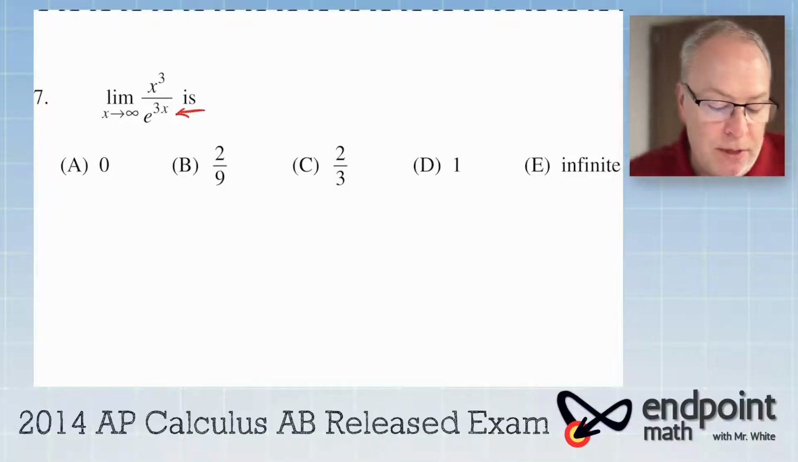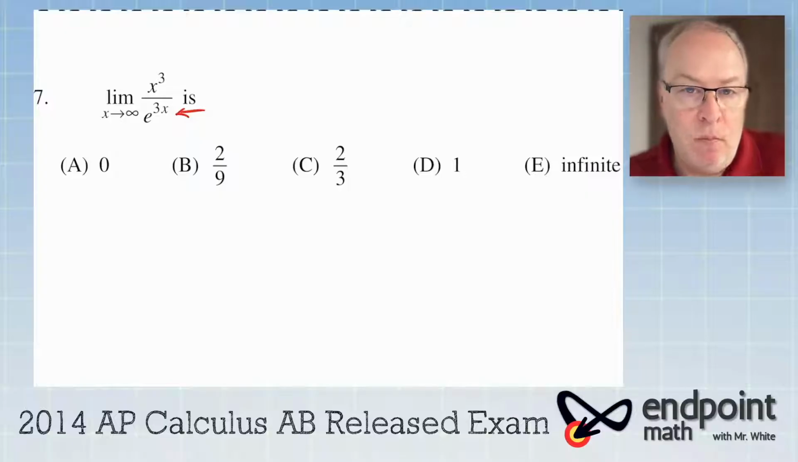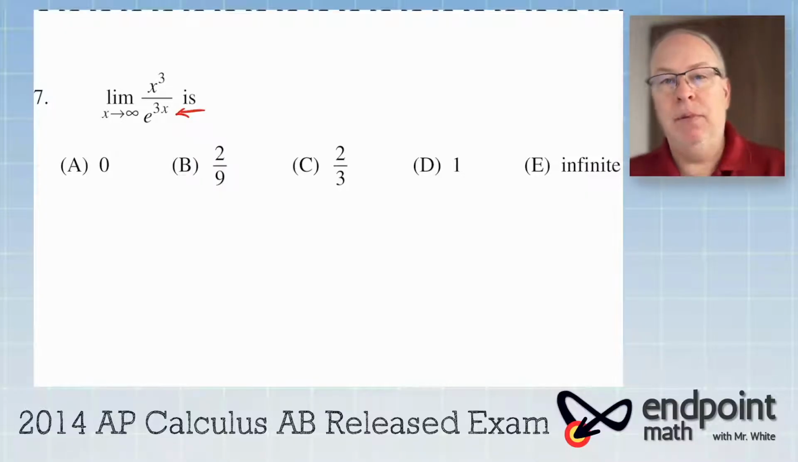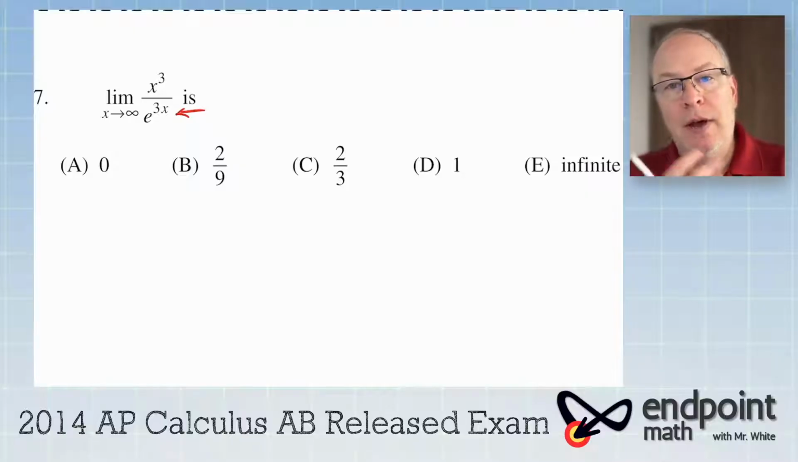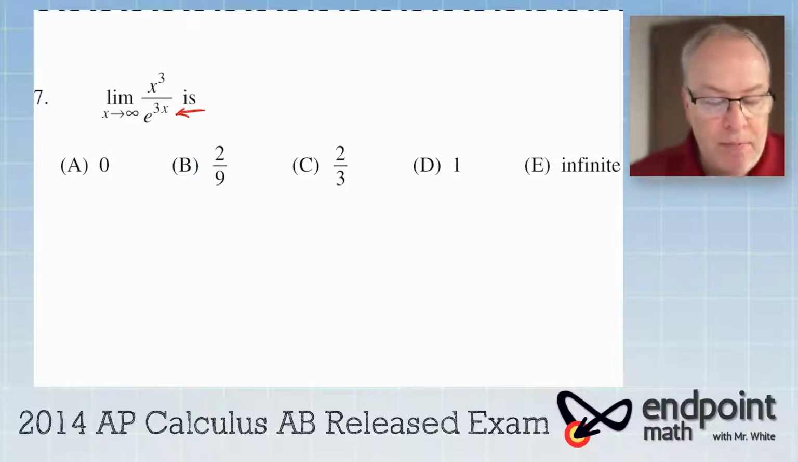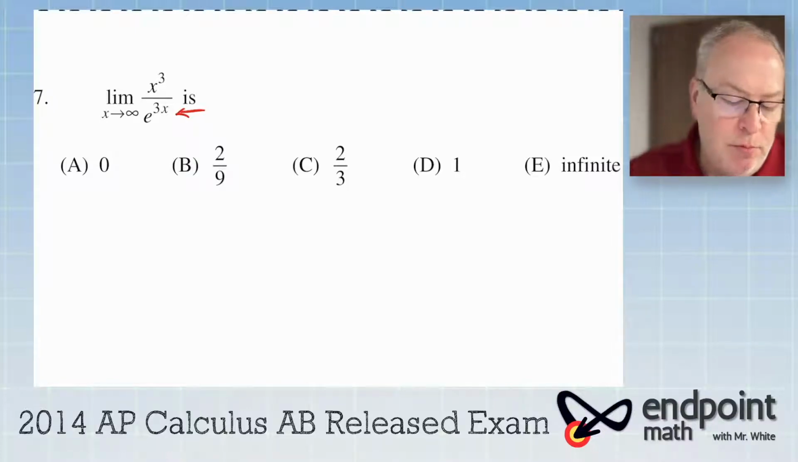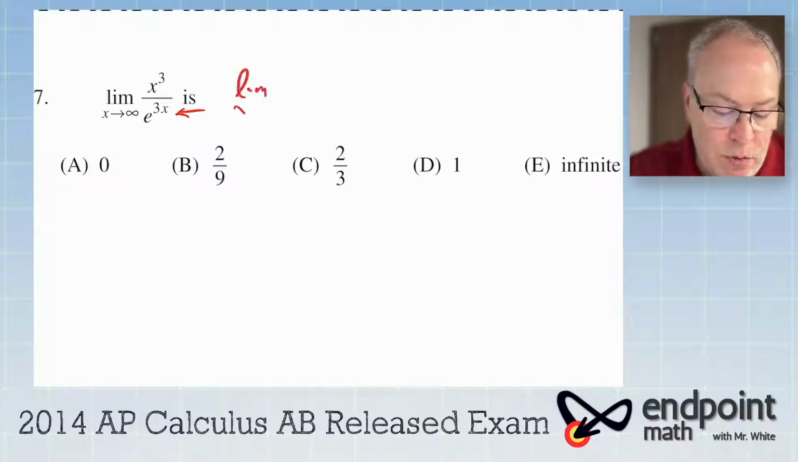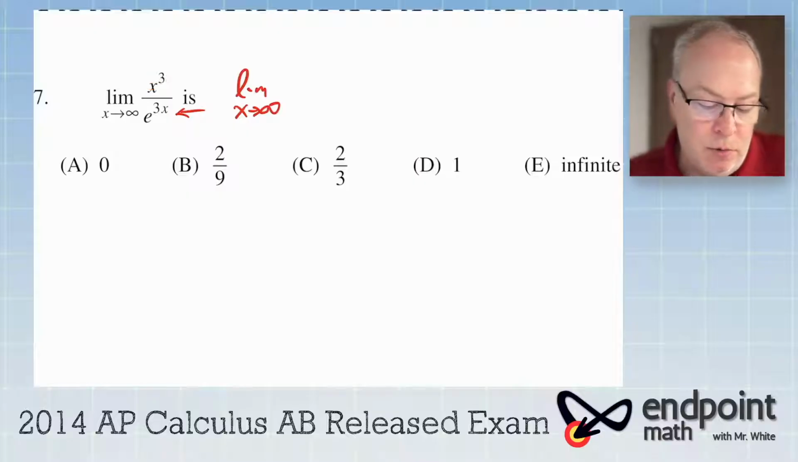I know that an exponential wins the battle at infinity. So the bottom is going to be infinitely bigger than the top, so I kind of know that this is going to approach 0. But we could also use L'Hopital's rule. L'Hopital's rule says that we can take the derivative of the top and bottom. By the way, because this is infinity over infinity, we're allowed to use L'Hopital's rule.